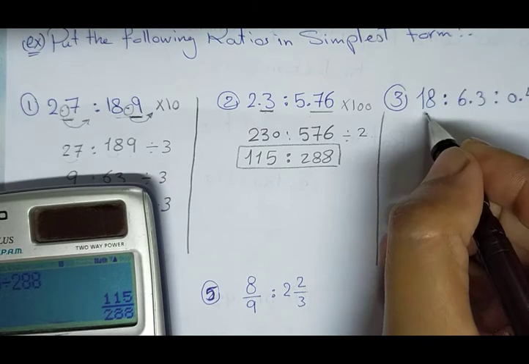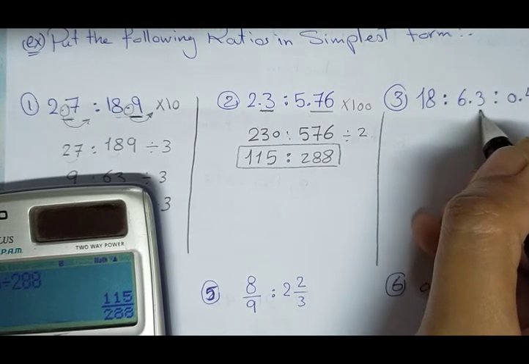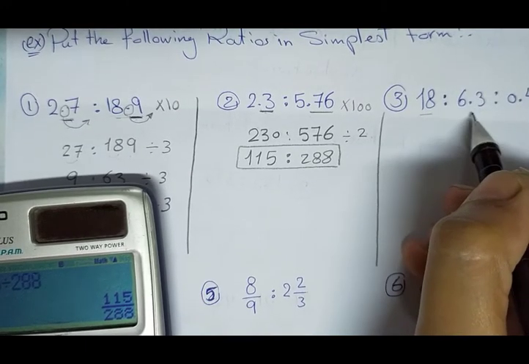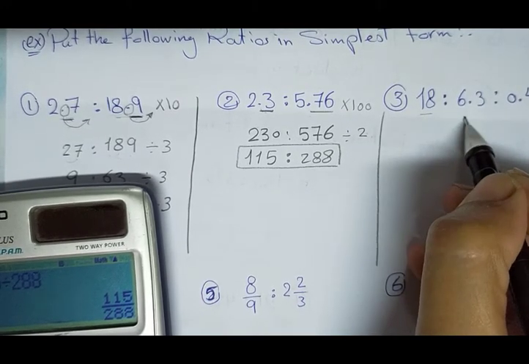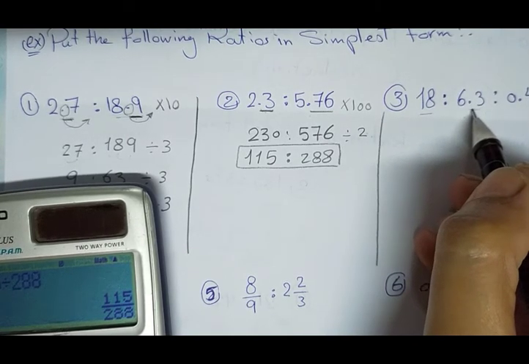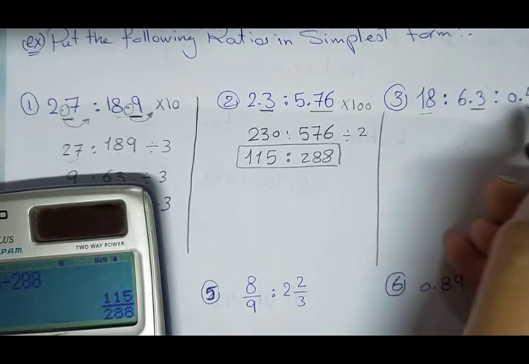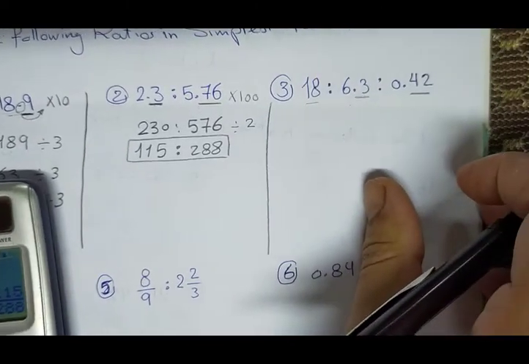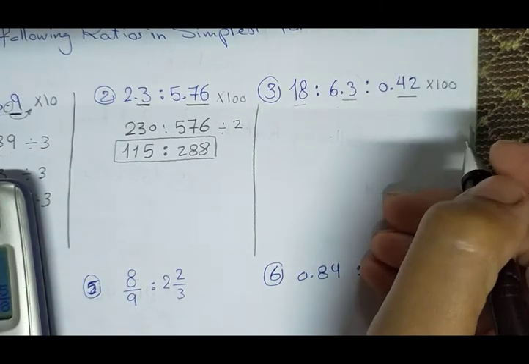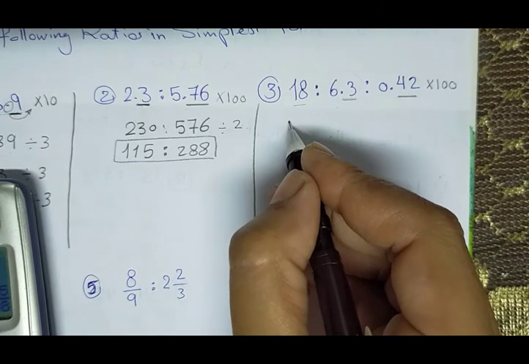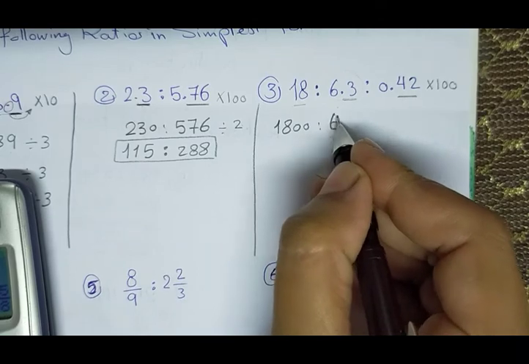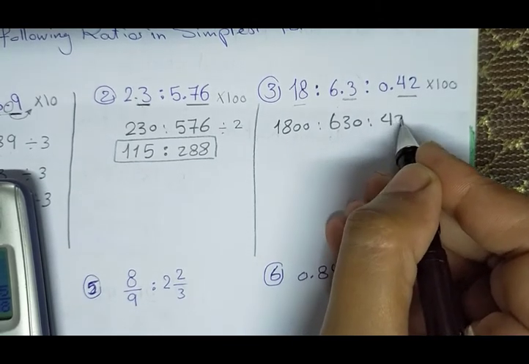Next example, 18 to 6.3 to 0.42. Here it's a whole number, but here it's what? It's a decimal number, point after one digit, and here after two digits. I times by 100. Times 100 equals what? Equals 1800 to 630 to 42.